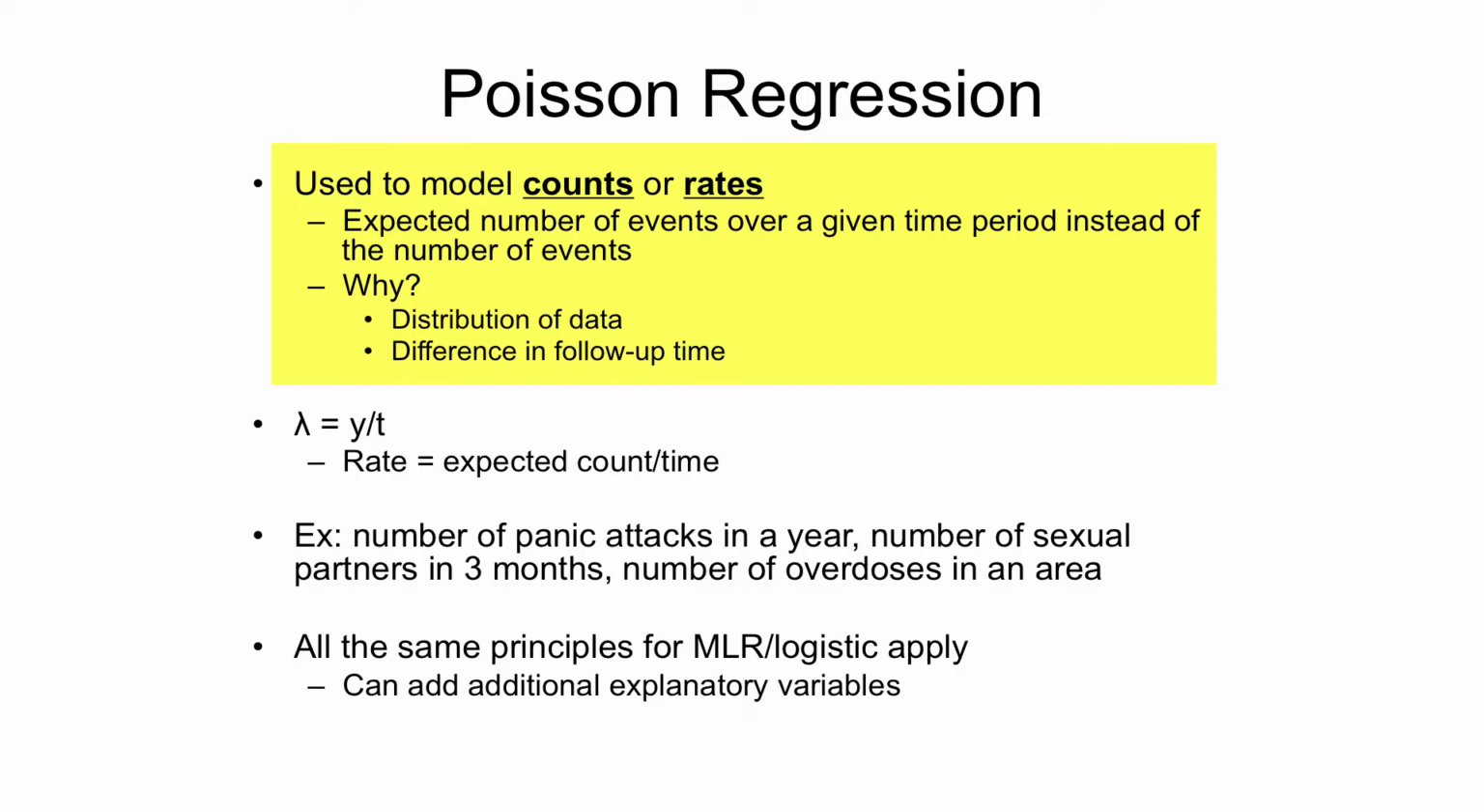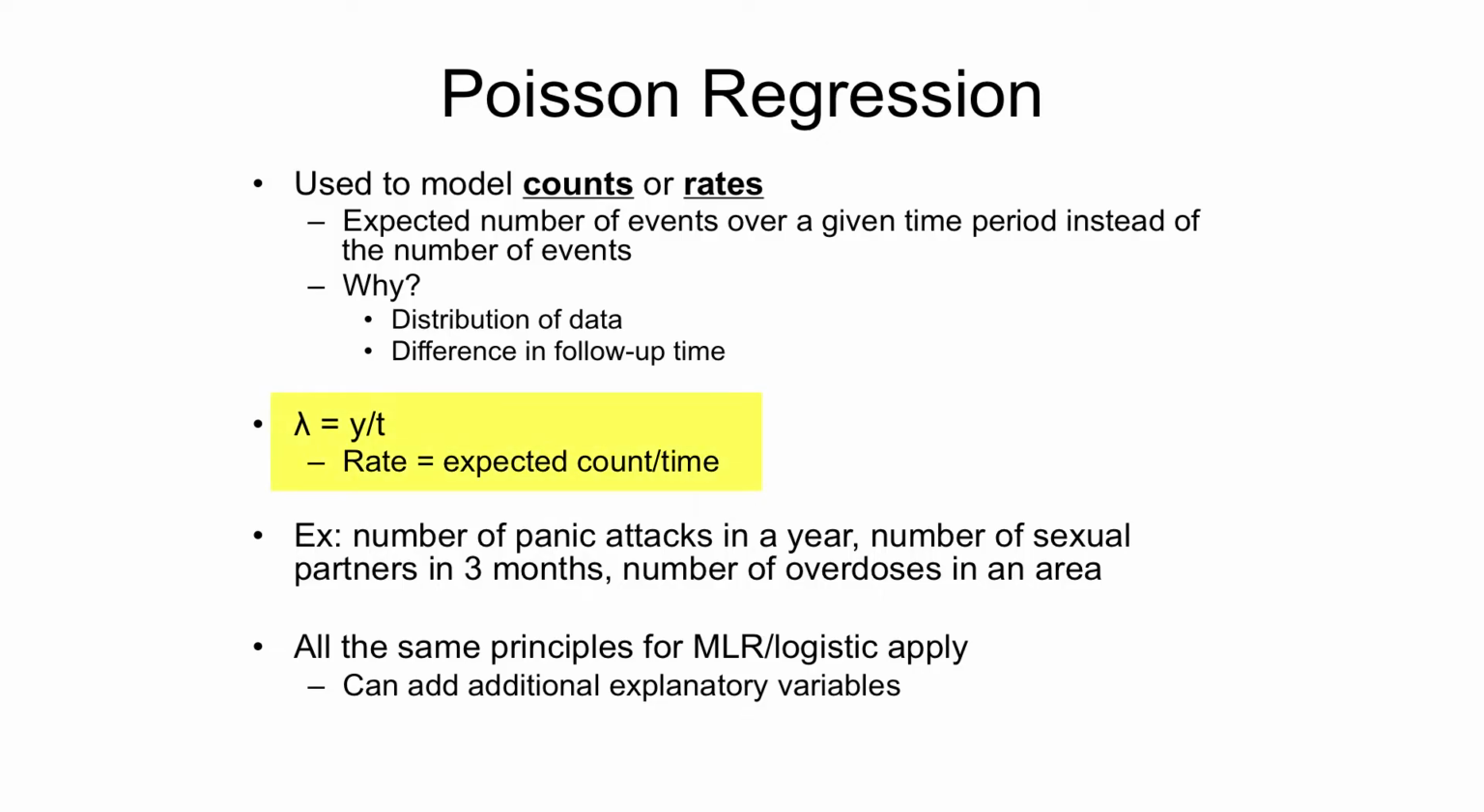So when do you model counts and when do you model rates? You can model the count, so the number of occurrences, when individuals all have the same follow-up time. When participants don't have the same follow-up time, then we need to model the rate, the expected number of occurrences per unit time. So if everyone has the same follow-up time, we can model the count, the expected number of occurrences. Otherwise, we need to compare rates.